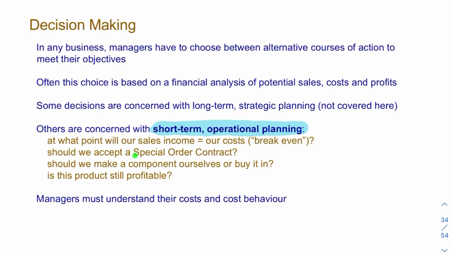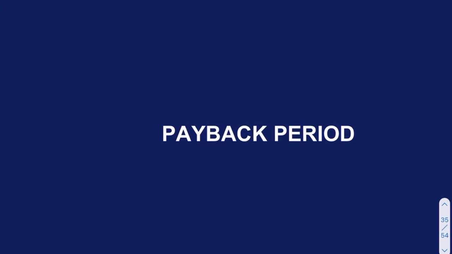Next lecture we'll be looking at special order contracts. We'll be talking about profitability. So we need to understand costs and cost behavior, because that influences how managers make decisions. So the first thing we want to look at is something called payback period.